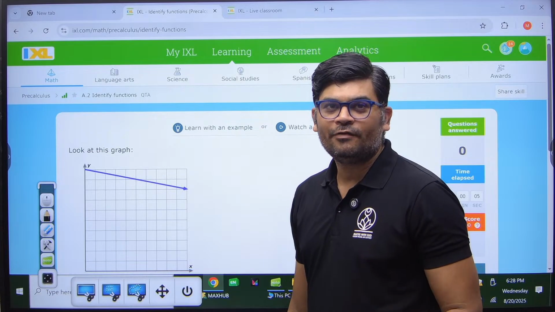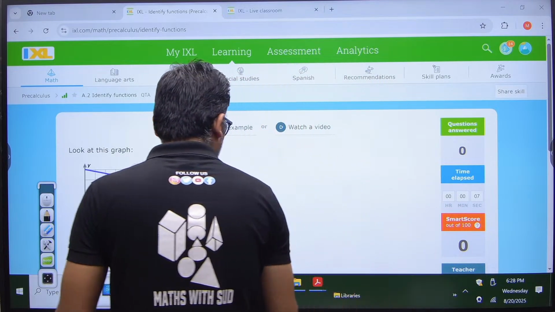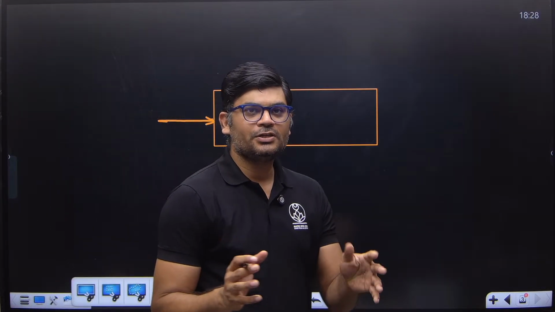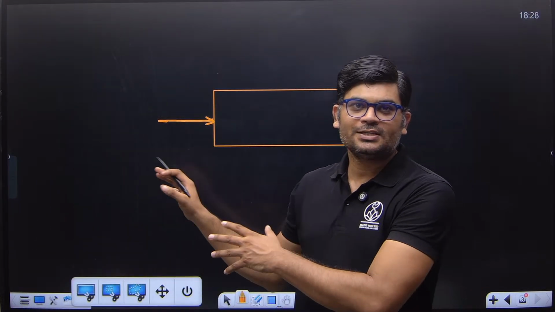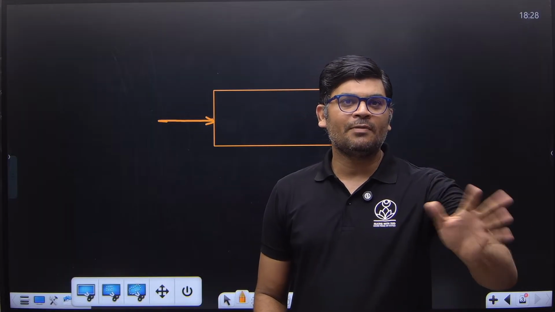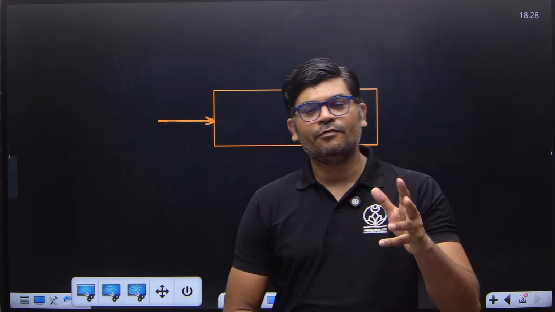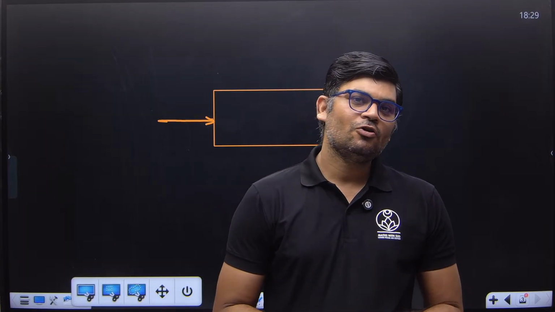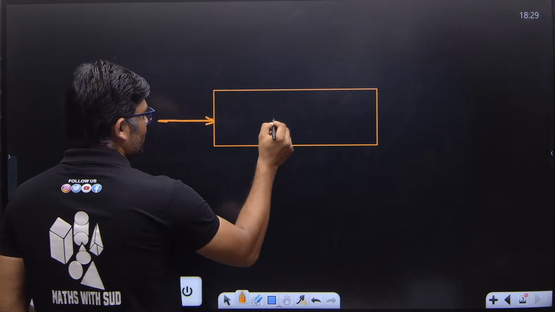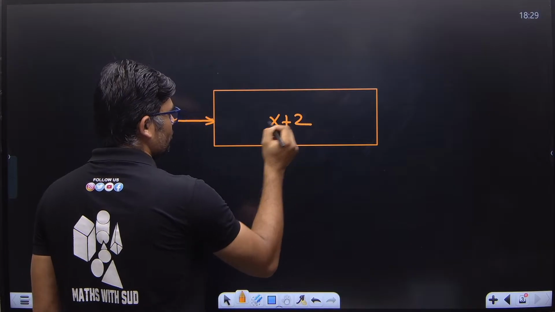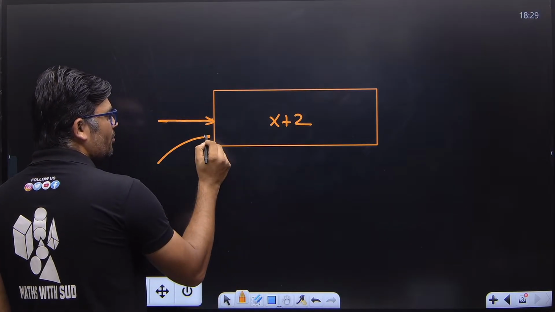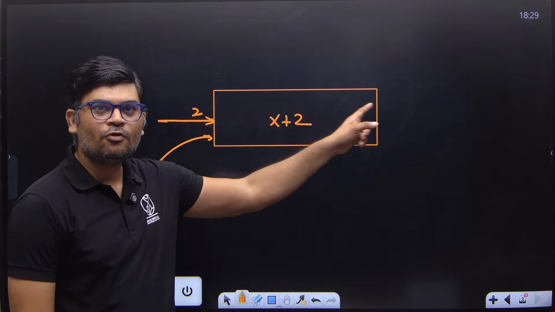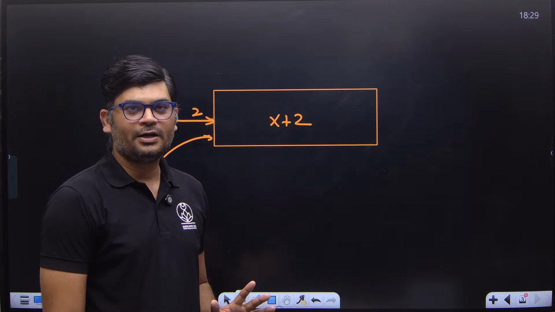Now, how to identify a function, how to do the sheet. First of all, suppose you have a certain bunch of things which you are giving as an input. Will you get the same output every time or will you get a different output? Different output. Okay, let us say I am saying a function as x plus 2. So I am sending 2 here. If I send 2 from here, what is the output I am supposed to get?